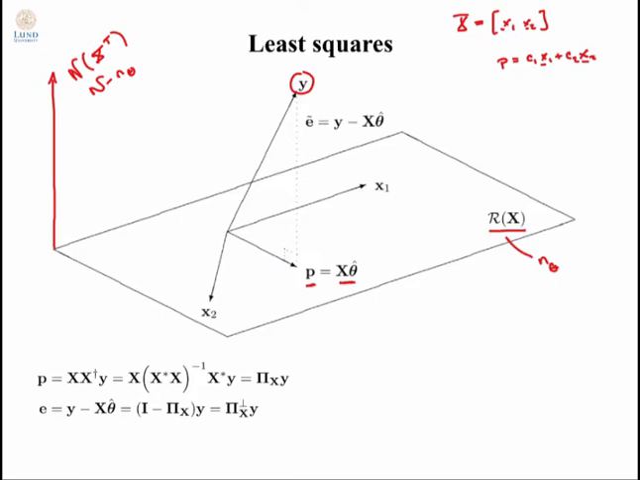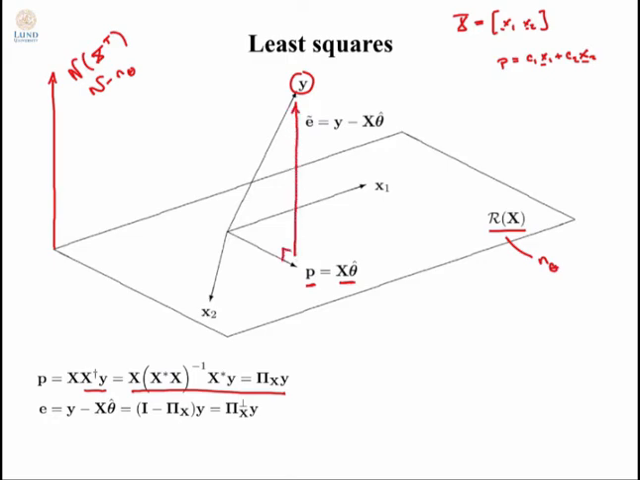So since the estimated parameters can be written as x dagger y, I can rewrite it as a projection matrix onto y. So p, the point in the range space, can be seen as the projection of the vector y onto the range space of x. The error, on the other hand, that is the difference between y and p.